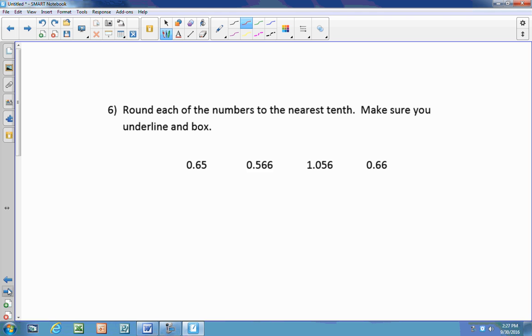Next, it says to round each of the numbers to the nearest tenth, make sure you underline and box. So we're rounding to the tenth, we have to underline and box. So we're going to go here, this is the tenths place. The 5 tells me to bump the 6 up. Everything to the left stays the same, everything to the right disappears. So we're going to underline the tenths, box to the right, it moves it up, everything to the right disappears, everything to the left stays the same.